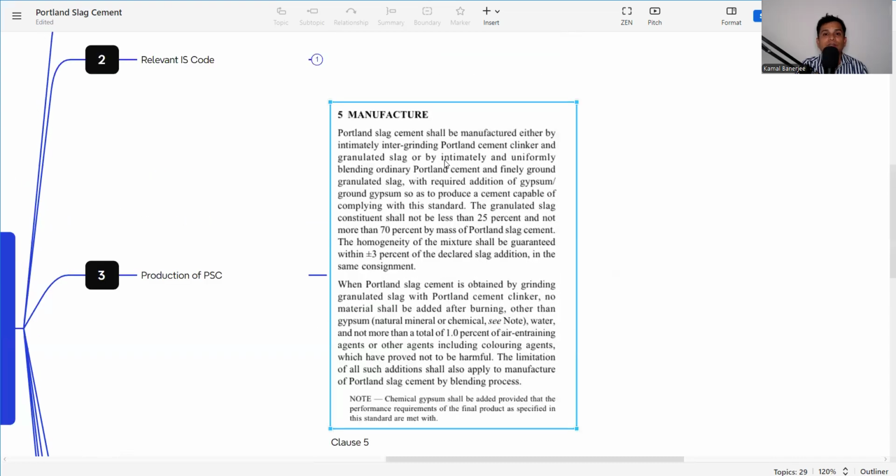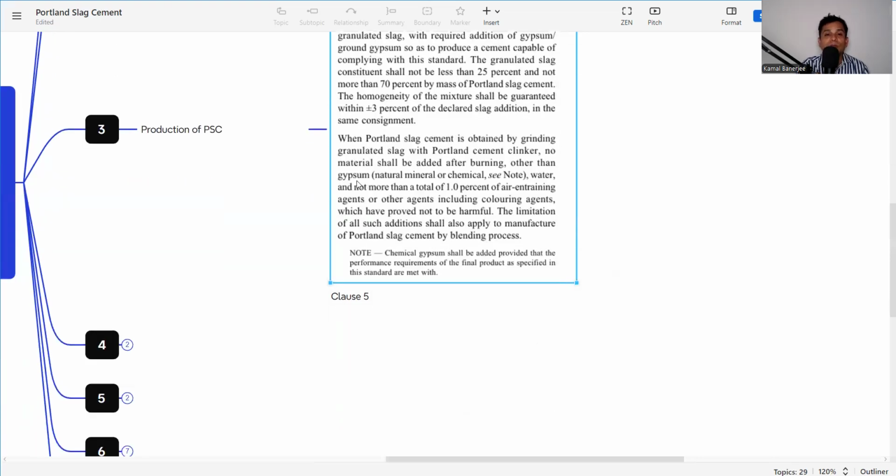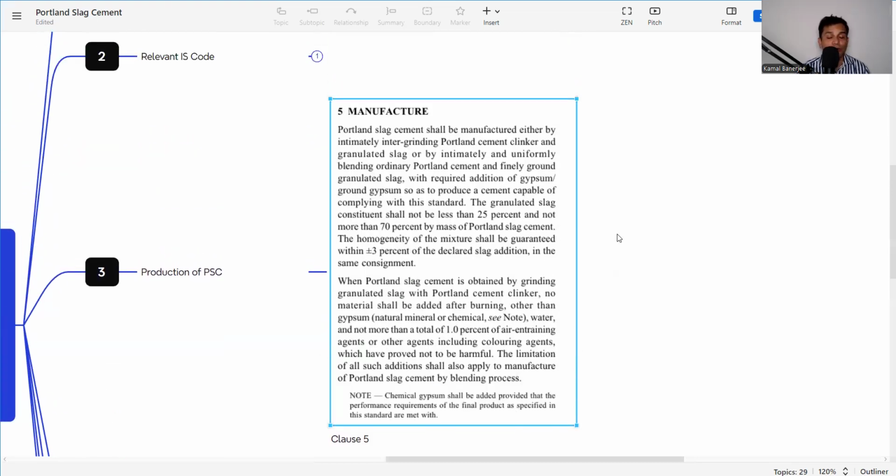process. So here it is saying there are two processes. One is either by intimately intergrinding Portland cement clinker and slag, or by intimately and uniformly blending. So there are two methods, and we can use either of these. Gypsum shall be added provided that the performance requirements of the final product as specified in the standard are met with. So gypsum can also be used, but that is also given a 1% maximum.